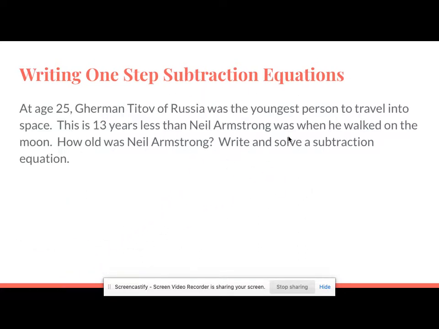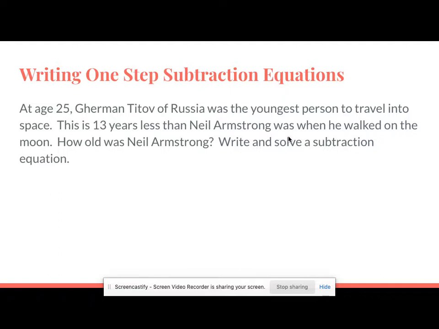And one story problem here. At age 25, German Titov of Russia was the youngest person to travel into space. This is 13 years less than Neil Armstrong was when he walked on the moon. How old was Neil Armstrong? Write and solve a subtraction equation.